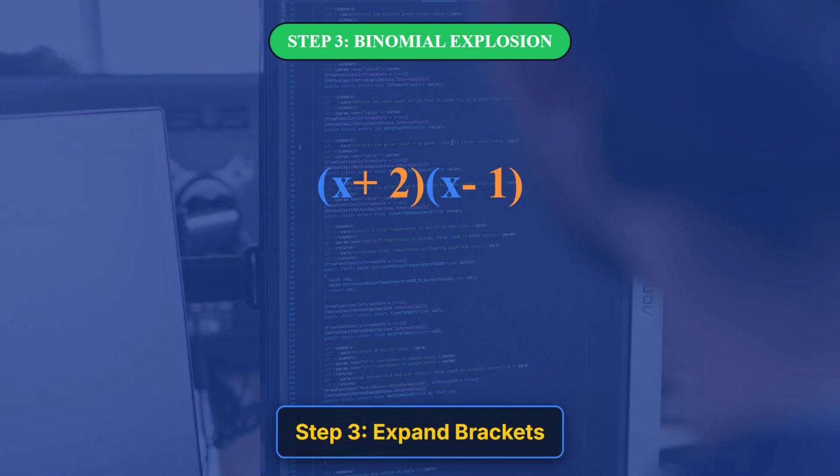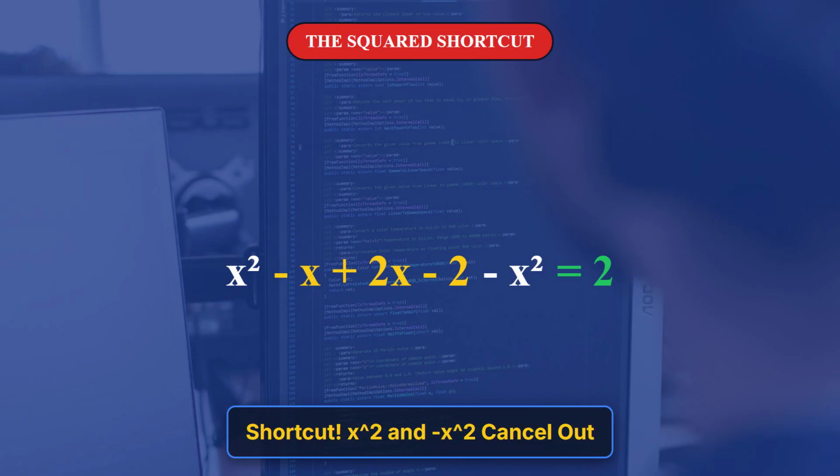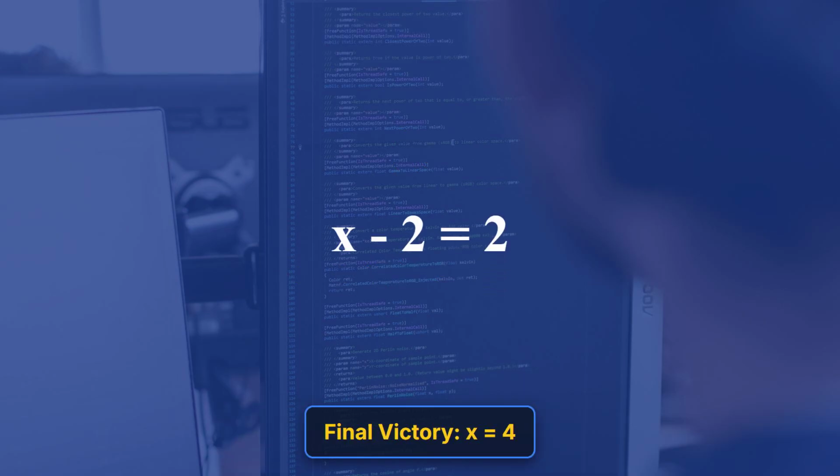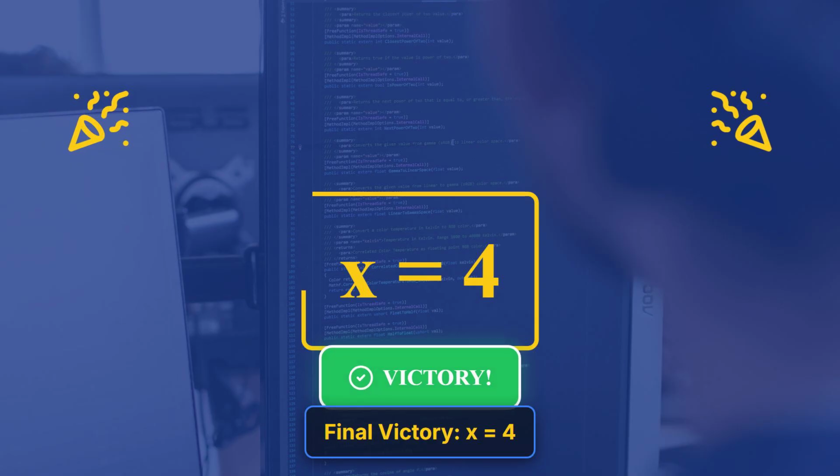Step 3. Solve. Let's expand our brackets using multiplication. X plus 2 times x minus 1 transforms into x squared minus x plus 2x minus 2. Now look at this amazing shortcut. We have a positive x squared and a negative x squared. They completely cancel out to 0 and vanish. Tidying up leaves us with x minus 2 is equal to 2. Add 2 to both sides, and we find our final value x equals 4.